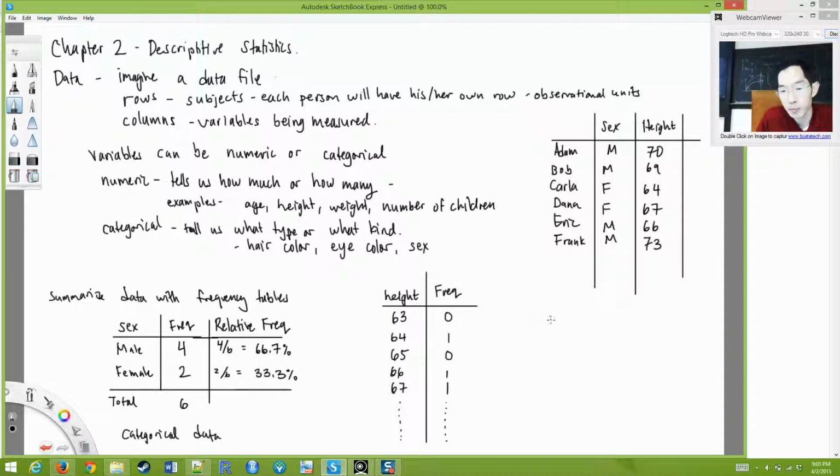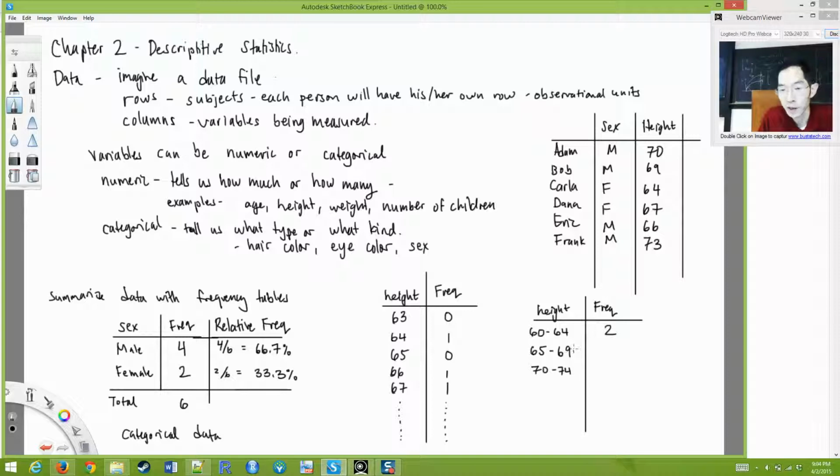We could also create bins, okay? So these both count as frequency tables. These are ways to summarize our data. Maybe I decide to go from 60 to 64, okay? And then from 65 to 69, and 70 to 74. And I would say, well, how many people are between 60 and 64? And I would say, oh, there's 2 people between 60 and 64.